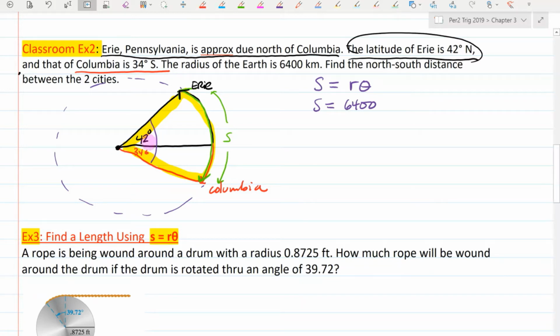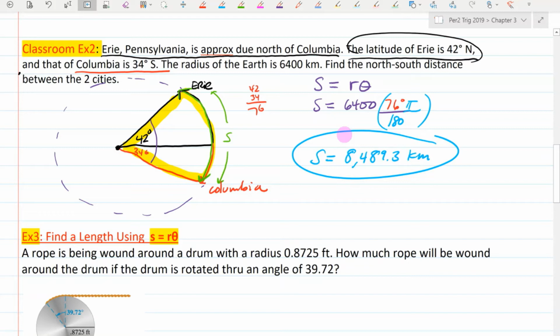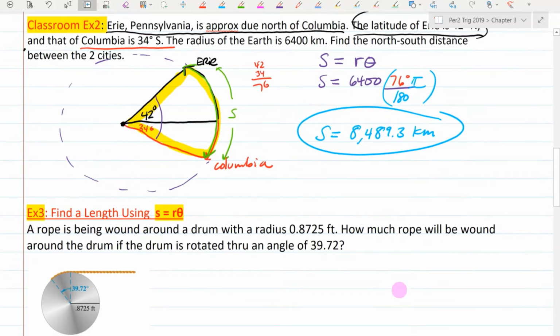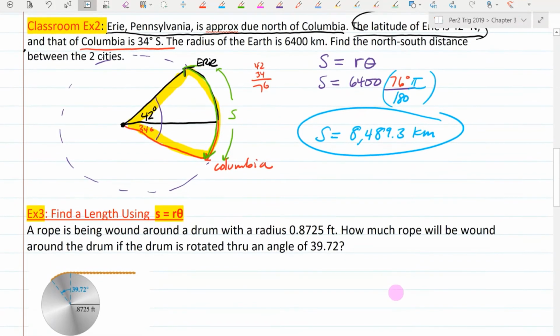The angle that we're using is 42 plus 34, which is 76 degrees, but we need to make that into radians, so we're going to multiply by pi over 180. So now that's in radians. Multiply all that out in your calculator, and you will get 8,489.3 kilometers, which should make sense. All right. Make sure you read when it's north and when it's south.